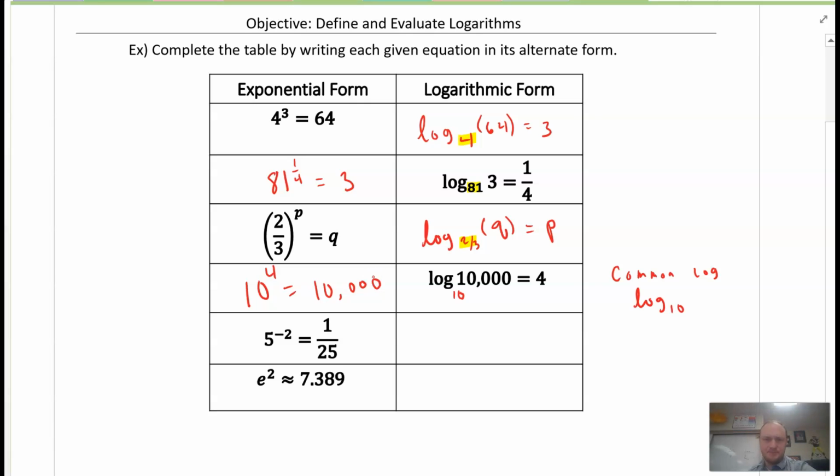All right. Okay, next, 5 to the power of -2 is equal to 1/25. Well, again, as a logarithm, this is log base 5 of 1/25, inputs and outputs switch, is equal to -2.